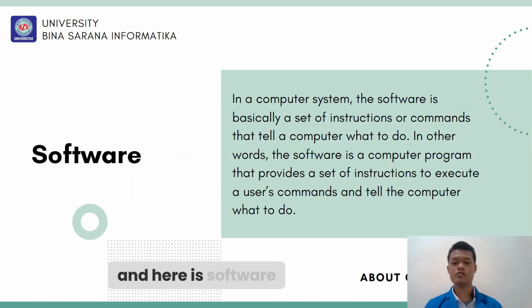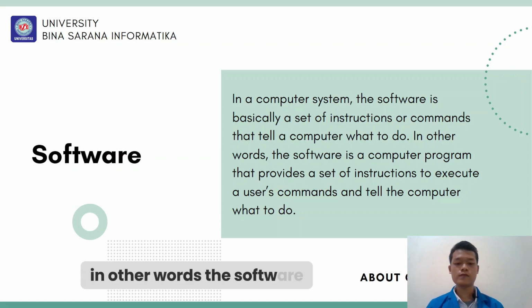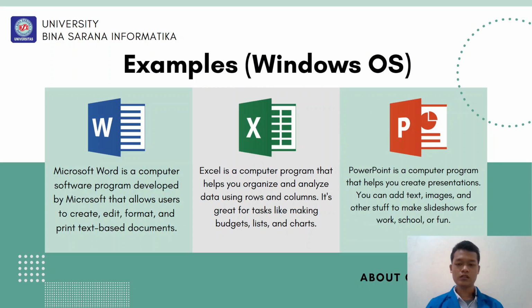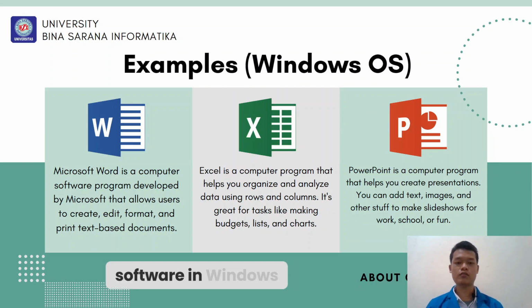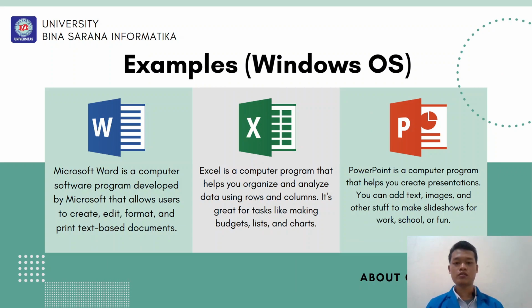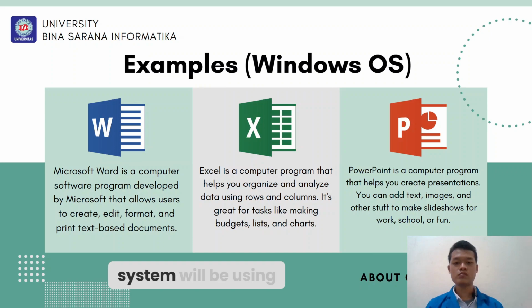And here is software. In a computer system, the software is basically a set of instructions or commands to tell a computer what to do. In other words, the software is a computer program that provides a set of instructions to execute a user's command and tell the computer what to do. Here is the examples of software in Windows operating system because the Linux operating system will be using different software.